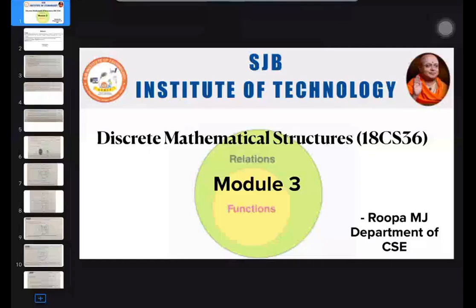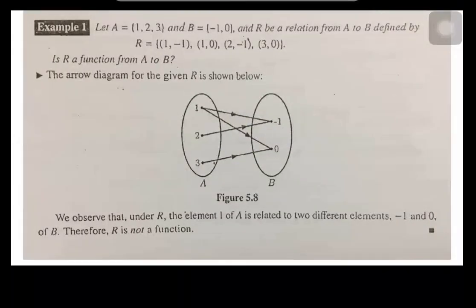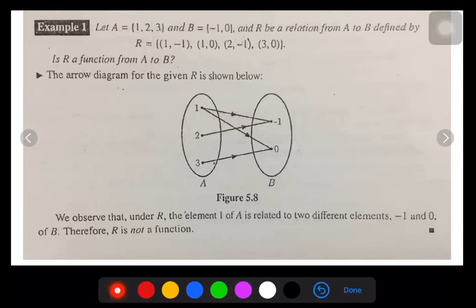So we start with problems on function definitions. Let A be {1, 2, 3}. B is... you will get one definite question on this. A is {1, 2, 3}. B is {-1, 0}.